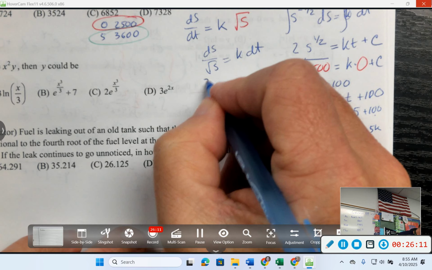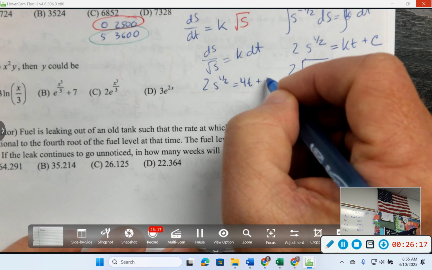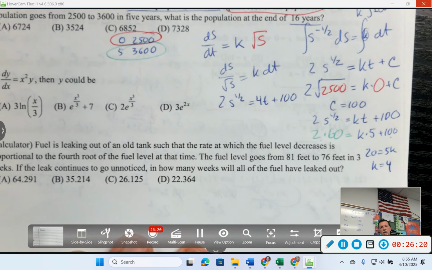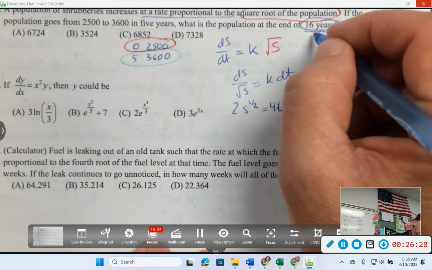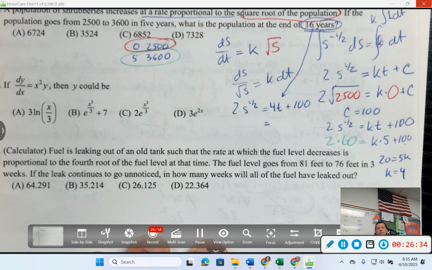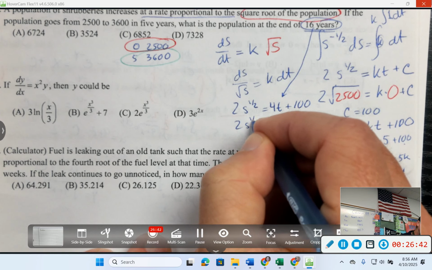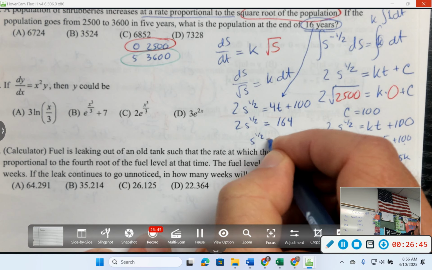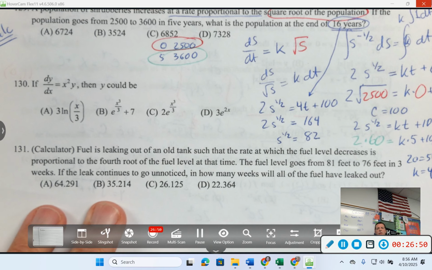So now I know everything. 2s to the 1/2 equals 4t plus 100. I want to plug in 16 years. Let's see. 4 times 16 is 64. Plus 100 is 164. Divide by 2, I get 82. And then whatever 82 squared is.